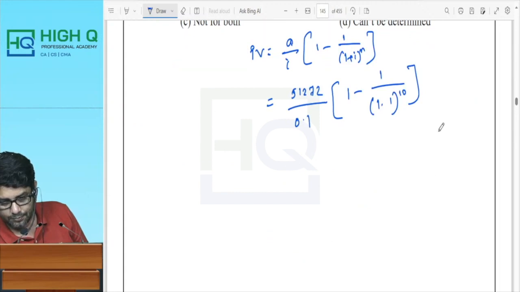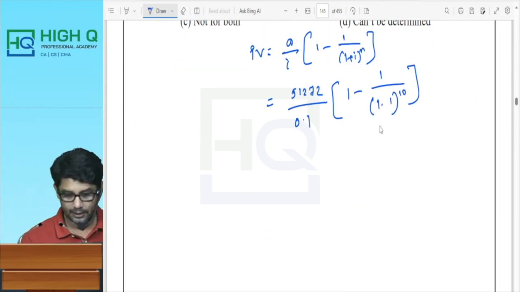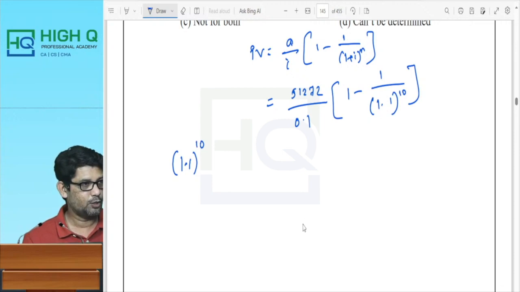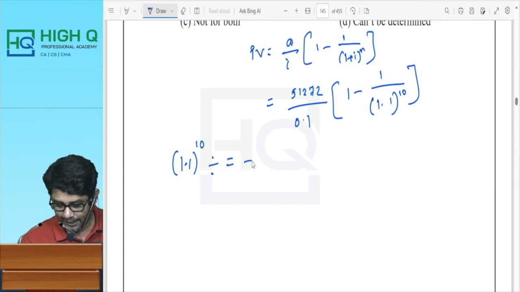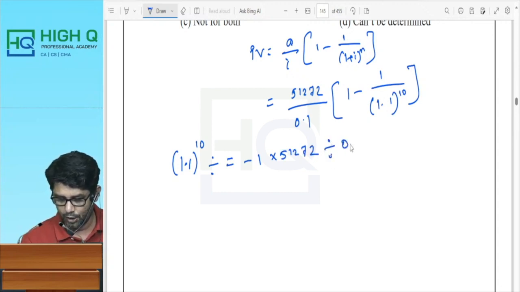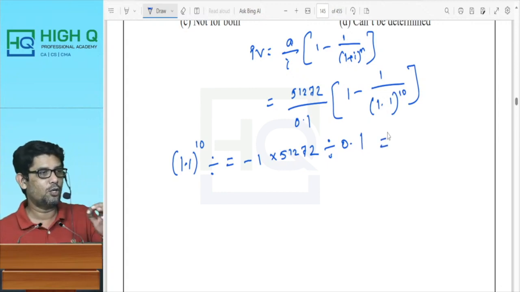Now, how to use the calculator effectively? First find 1.1 whole power 10, my dear. I think you know how to find 1.1 whole power 10. Divided by, equal to, minus 1 into 51,272 divided by 0.1. You may get the answer in negative, ignore the negative sign.